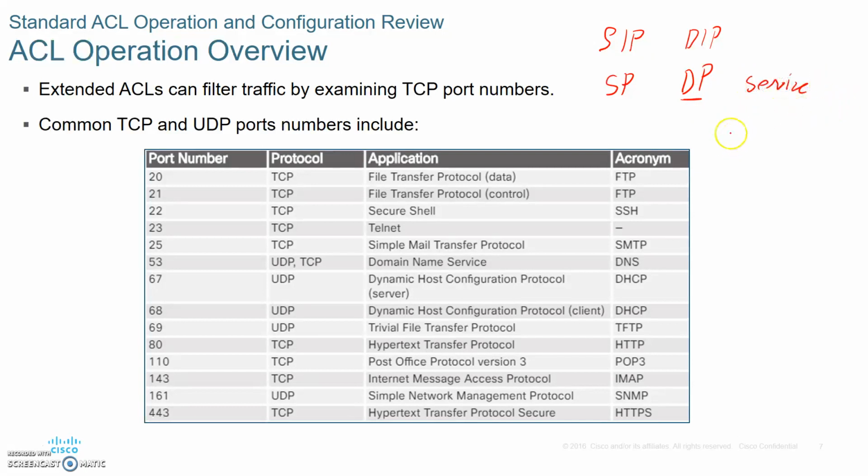If it's port 80, it's requesting HTTP, the HTTP protocol. If it's port 21, it's for FTP, so the packet is going to request some FTP services. Port 23 is telnet. So for ports, now we can look at the ports of every single packet and then decide whether we want to allow the service or deny the service. So that's extended ACL.